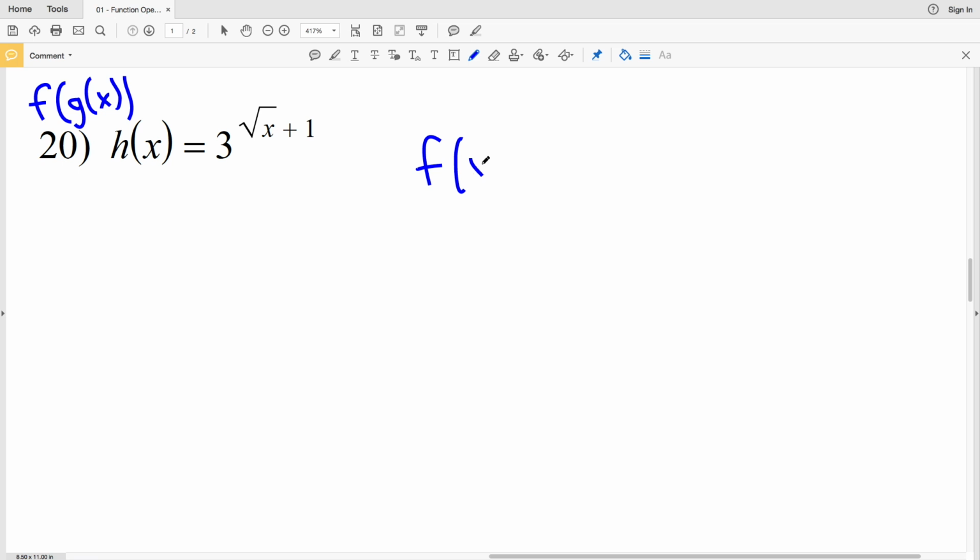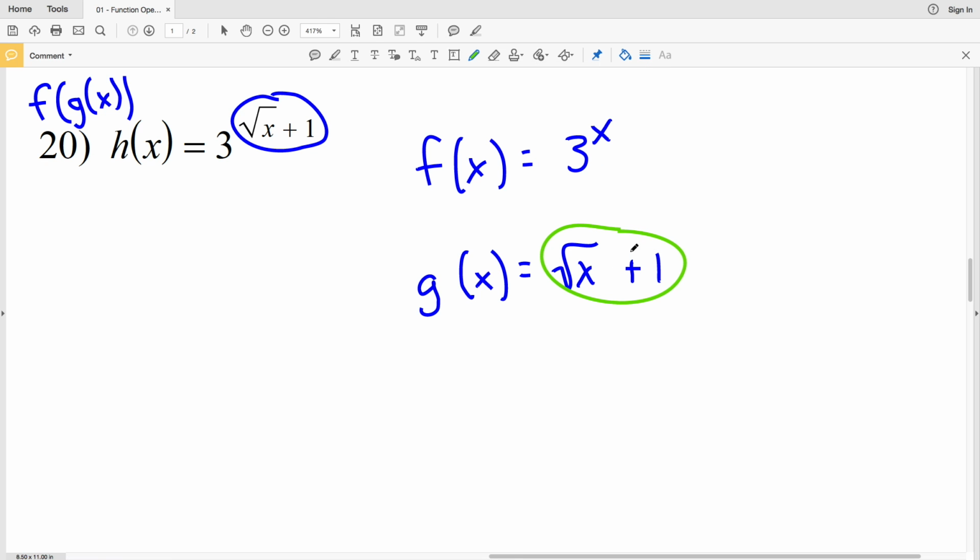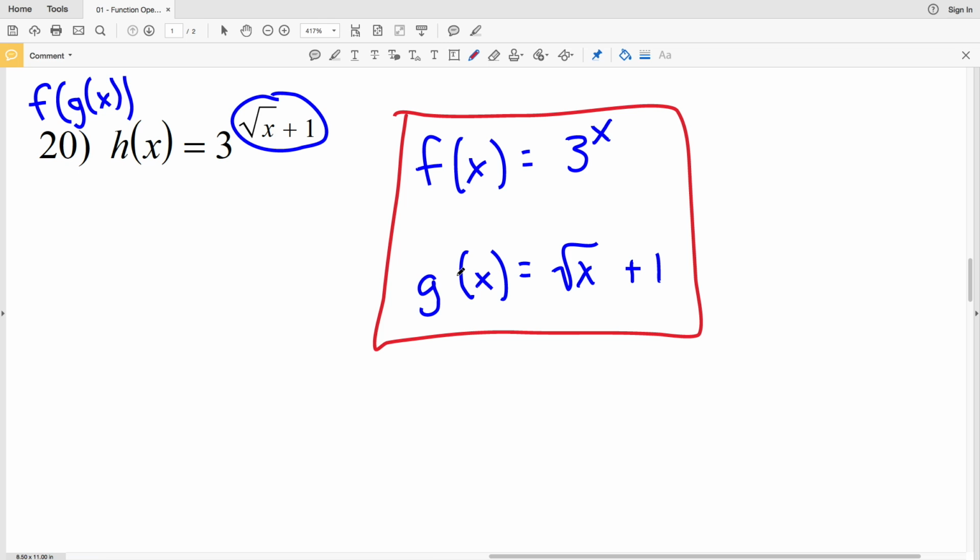So we're going to find f of x and we're going to find g of x. Let's say we made f of x 3 to the x. That means that g of x would have to be the square root of x plus 1. So if we were to take the square root of x plus 1 and plug it in for x in f of x, we would get 3 to the square root of x plus 1. That is our solution in number 20. Now on to number 21.